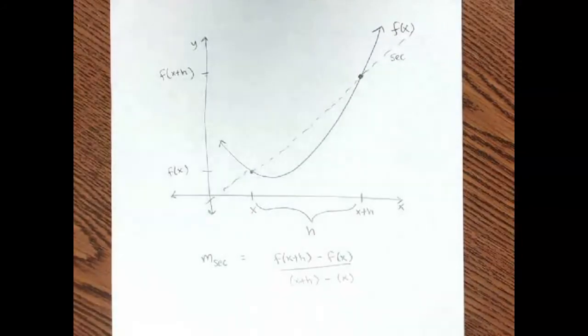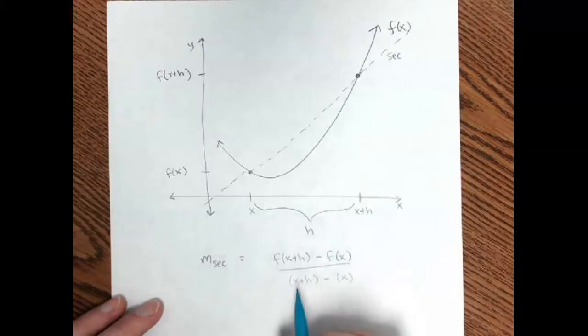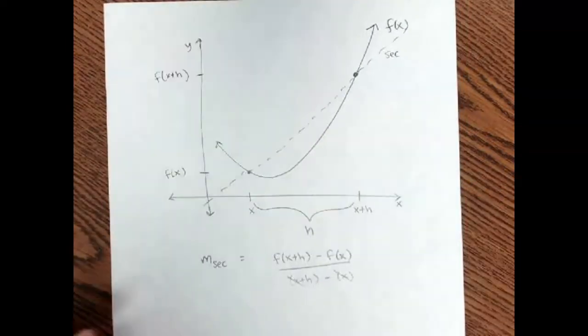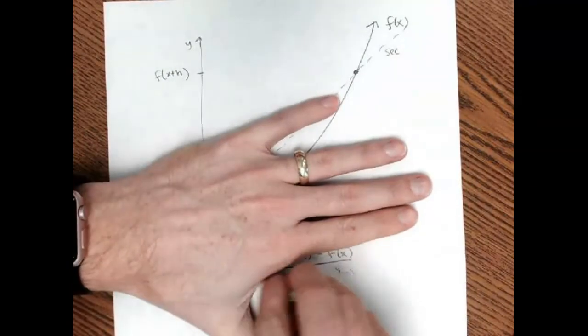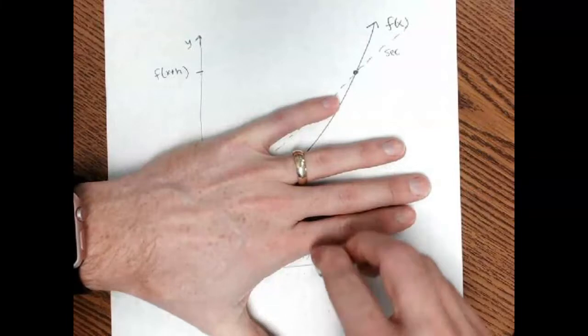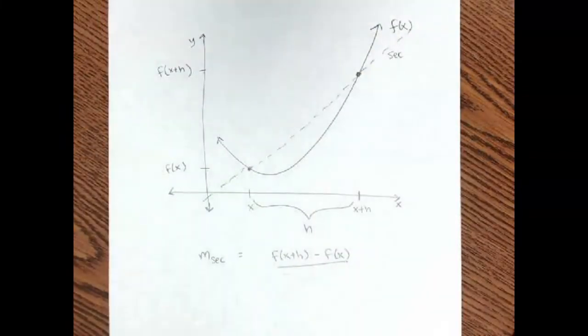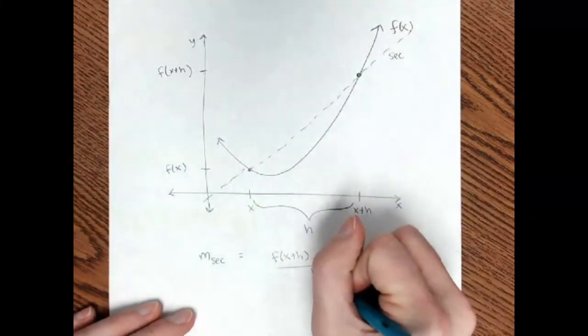Okay, now let's look at the denominator really quickly, because something's going to happen. In the denominator, you have x plus h minus x. So those x's, they're going to cancel, right? So you're never really going to see them again. Typically, what you're going to see in the denominator is just the h, right? But here we go. I've done the secant slope.